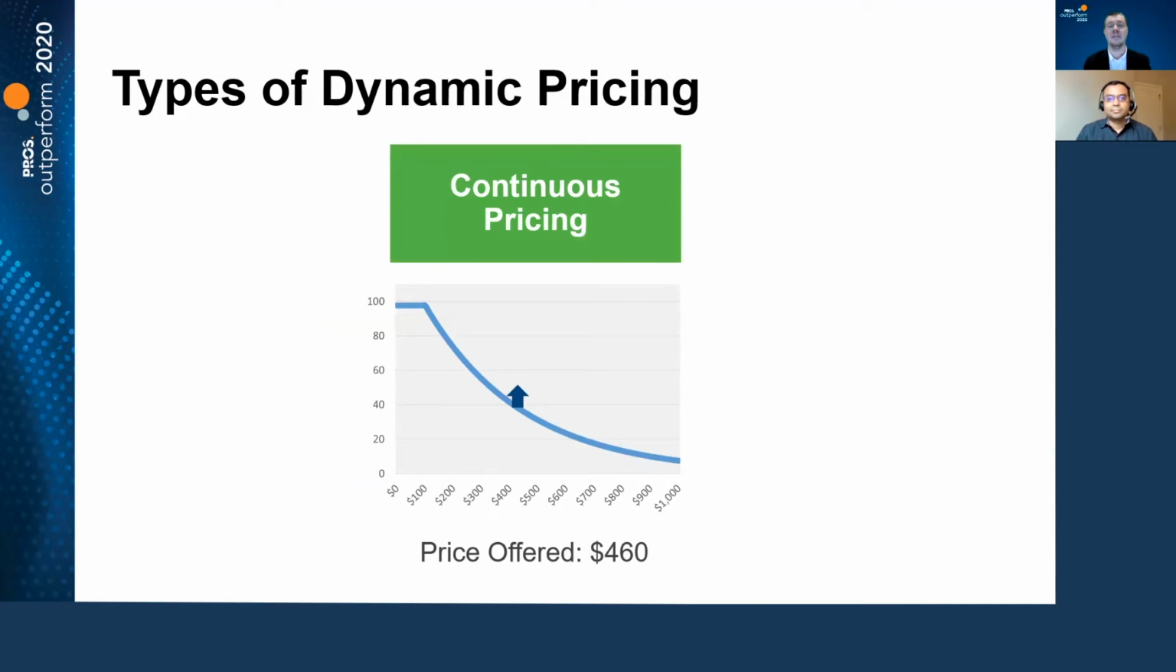Lastly is continuous pricing. Here we have moved away from the booking classes, and we forecast demand as a function of price and as a continuous curve at that. Therefore, the optimization process uses that continuous nature of the curve to generate what the optimal price should be. In this case, $460.